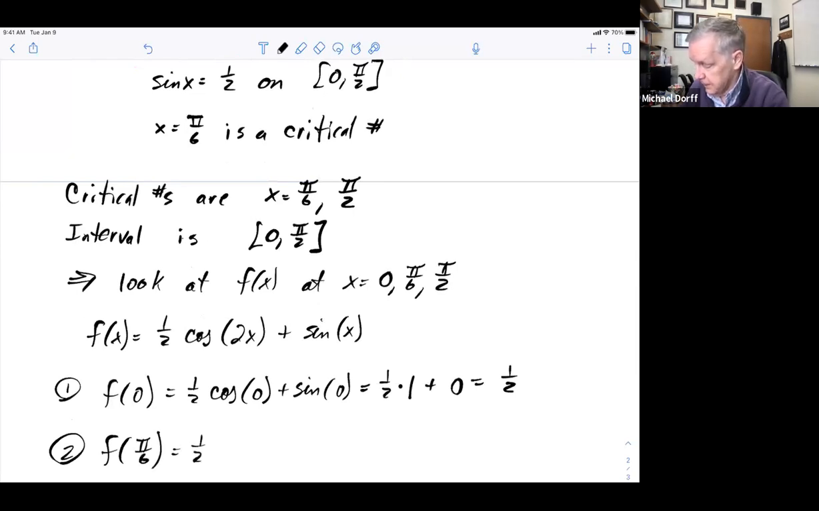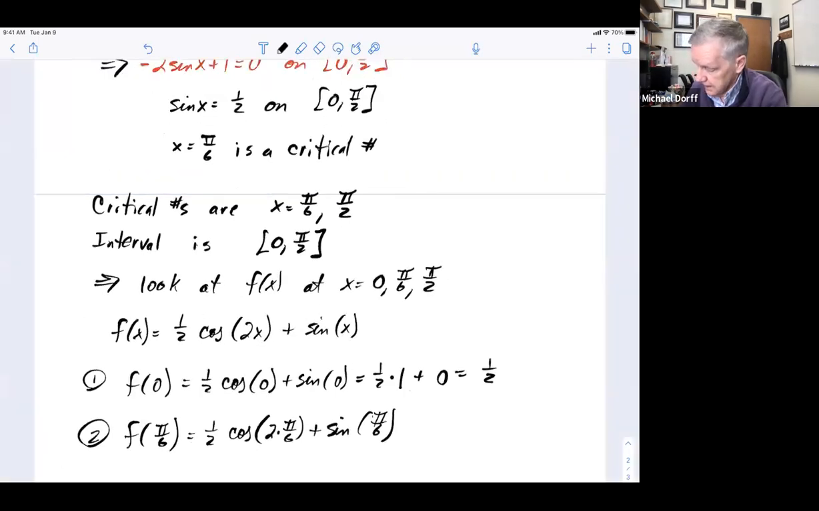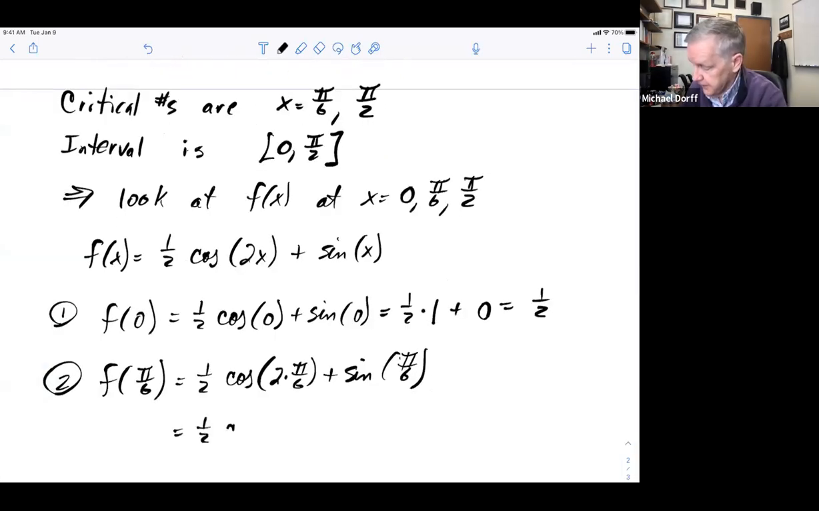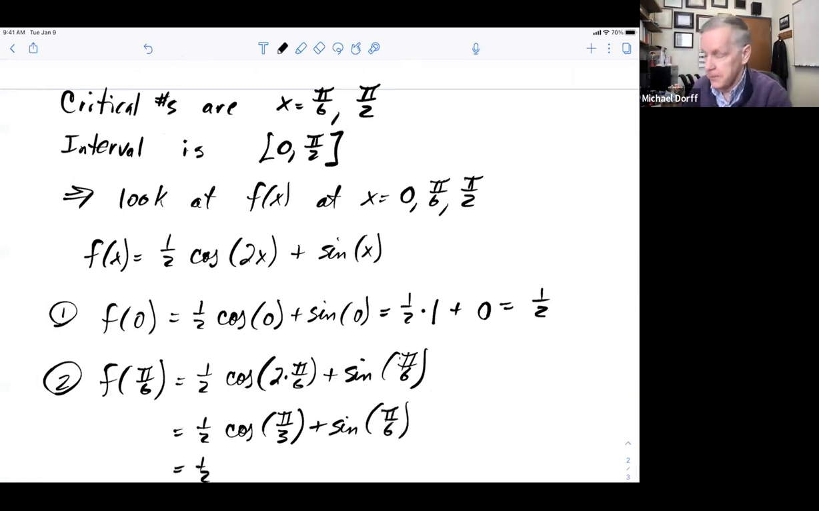The second one, we'll look at f of pi over 6. So I have 1/2 cosine of 2 times pi over 6 plus the sine of pi over 6. So that's 1/2 cosine of pi over 3, because it's 2 times pi over 6, plus the sine of pi over 6. The cosine of pi over 3 is the value of 1/2, and the sine of pi over 6 is 1/2. And so I get 1/2 times 1/2, that's 1/4, plus 1/2, that is 3/4.